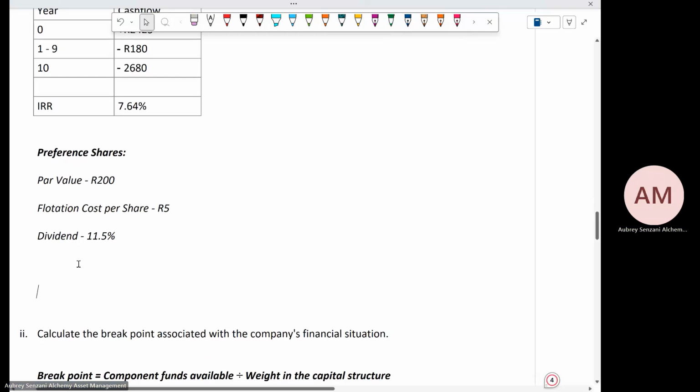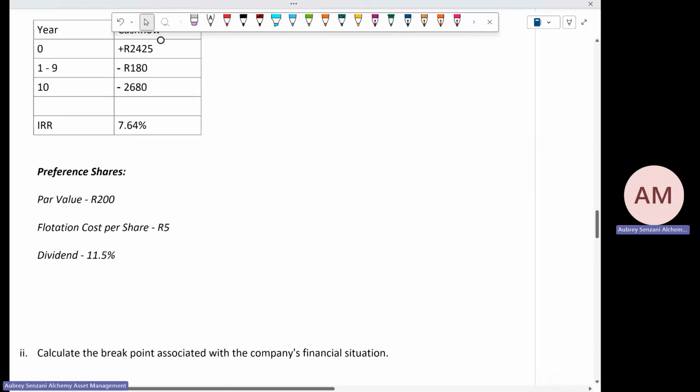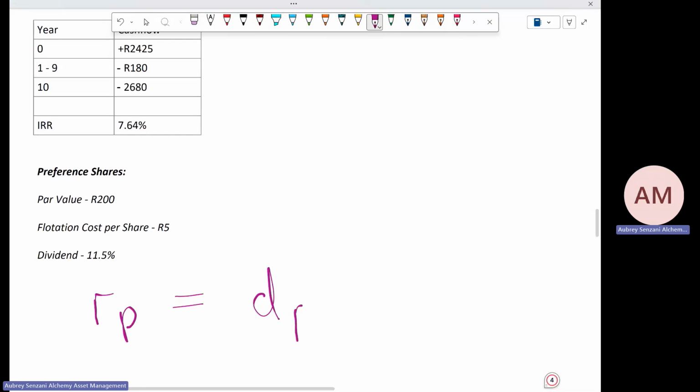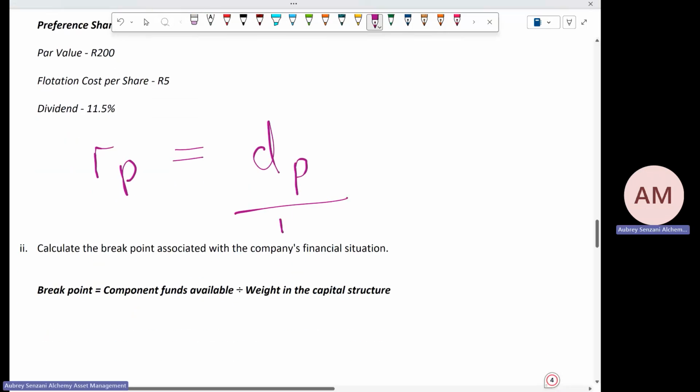Yes. What's our formula? Somebody. RP, yes. DP. And DP is your dividend on the preference share, isn't it? Over NP. Okay, and NP is what? What is NP? Your net proceeds.